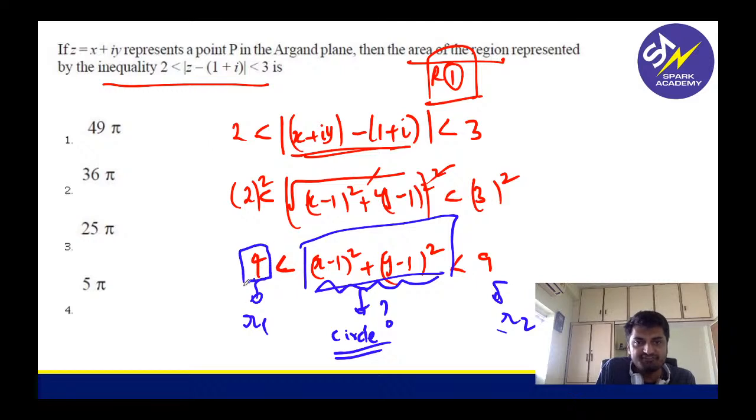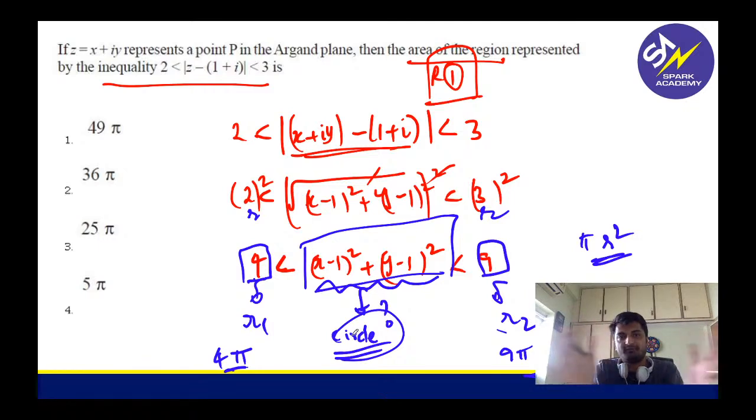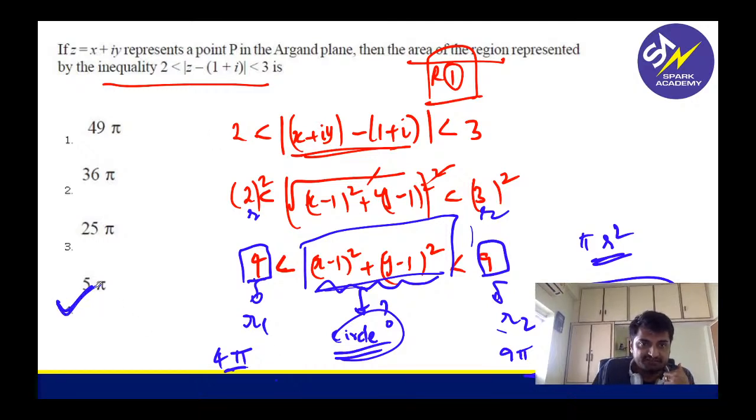So what will be the area of this region? This will be 4 pi, this will be 9 pi. What is the area? Pi r square, right? Here we are squaring the radius. So this will be 4 pi, 9 pi. You want the area between these two circles, so it's 9 pi minus 4 pi. It's nothing but 5 pi. Sukit rightly pointed out even before solving that 5 pi is the answer. Simple sum, round 1 sum.